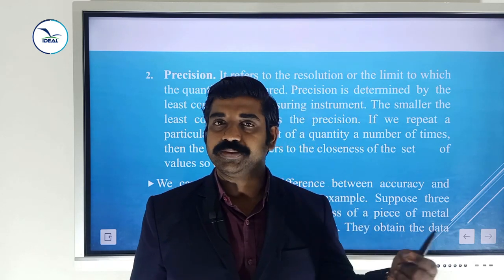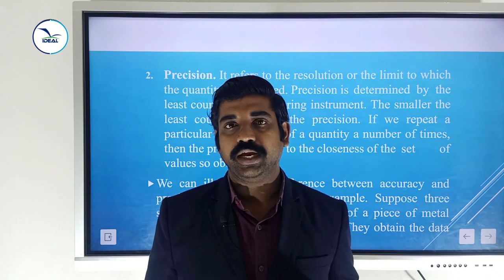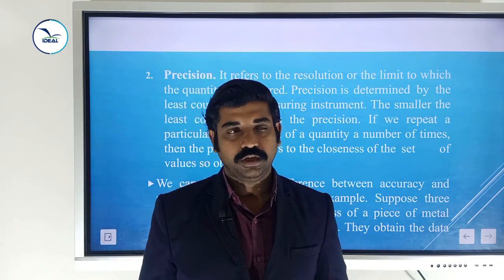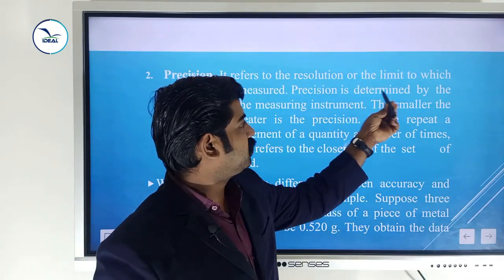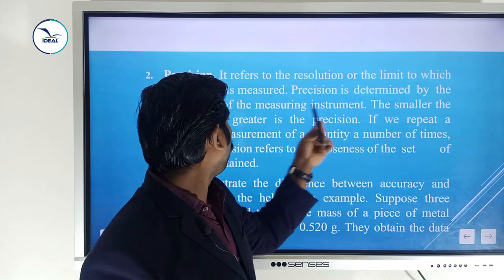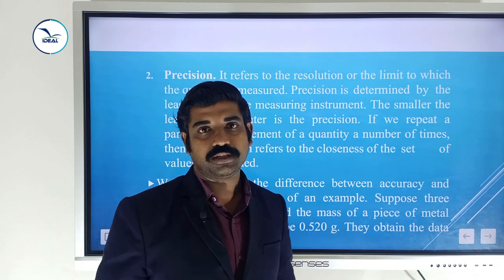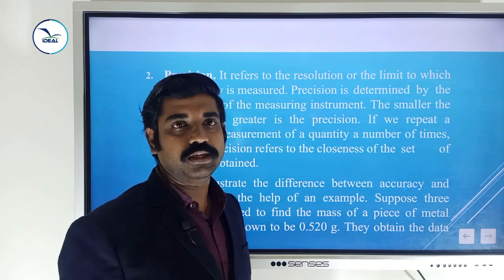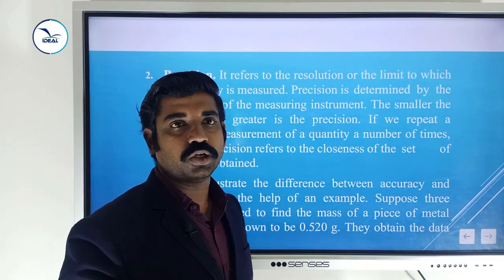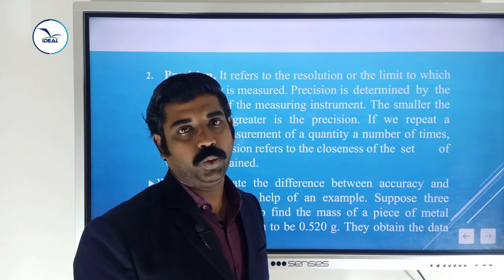So for the meter scale, the least count is 0.1, and that of the vernier, it is 0.01 centimeter. Likewise, precision is determined by the least count of a measuring instrument. The smaller the least count, the greater the precision. The smaller the least count means when the number of decimal places increases, the number should be more precise. 0.01 is greater precision than 0.1.